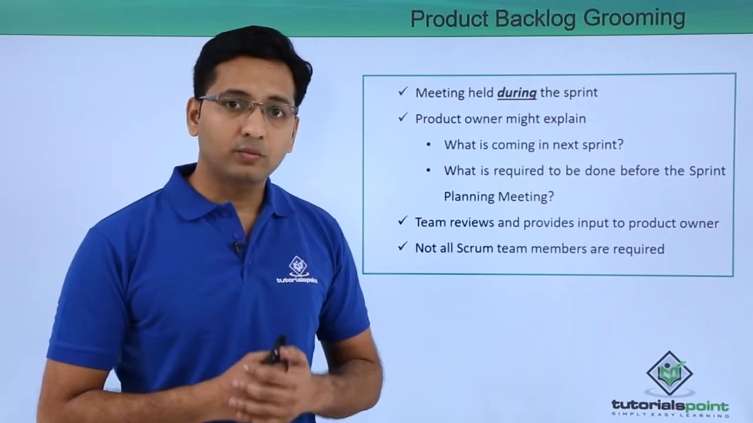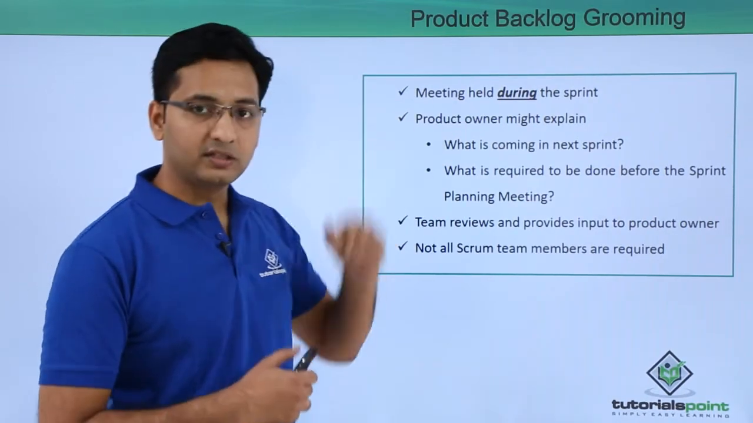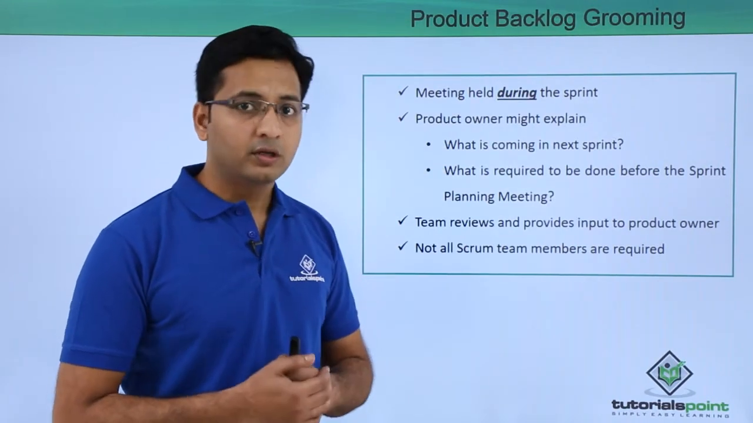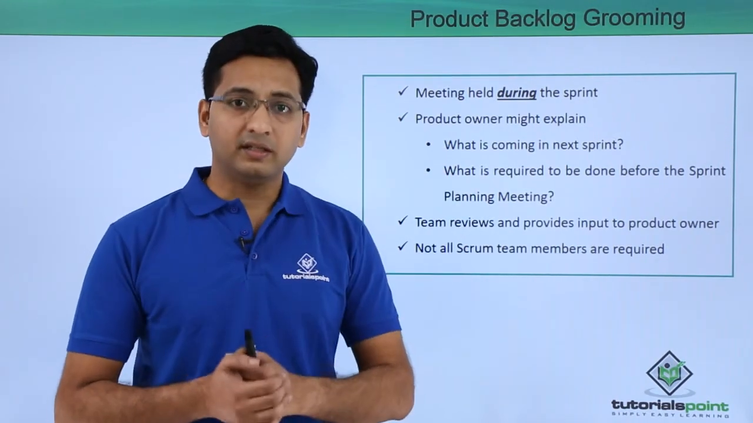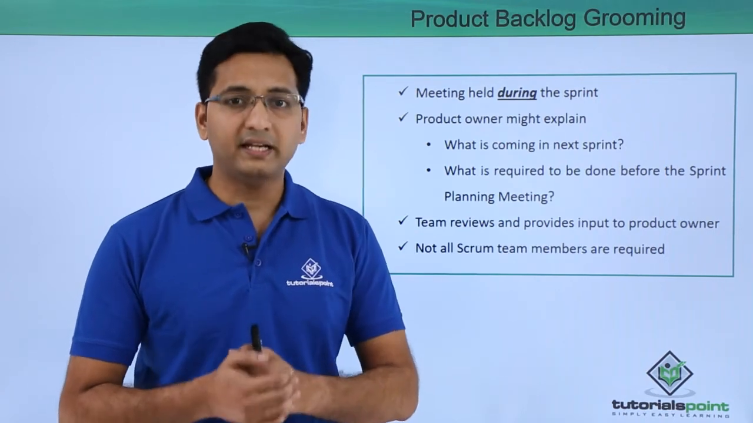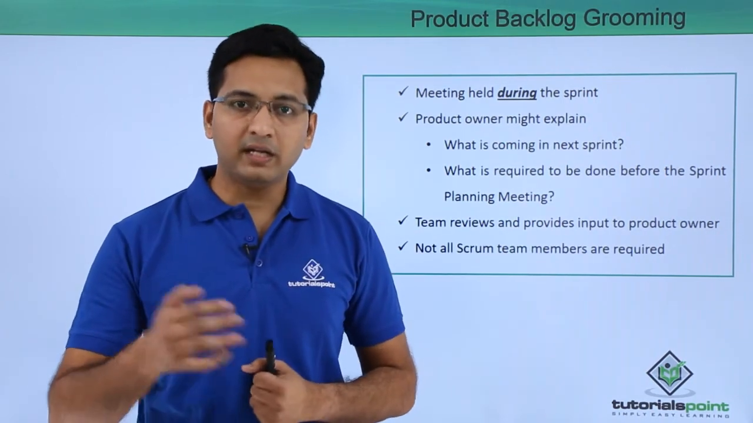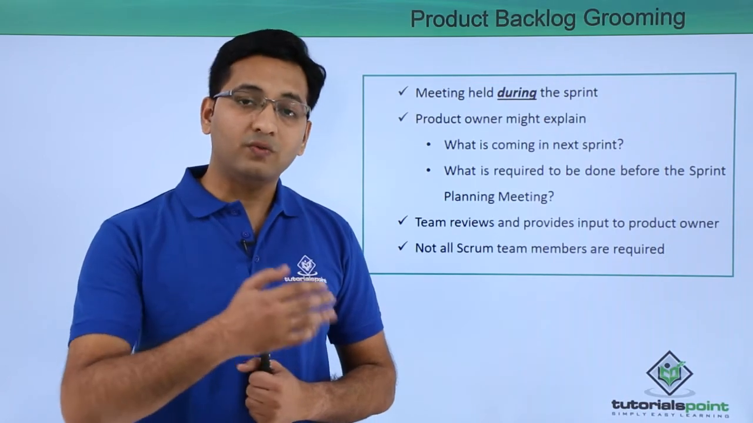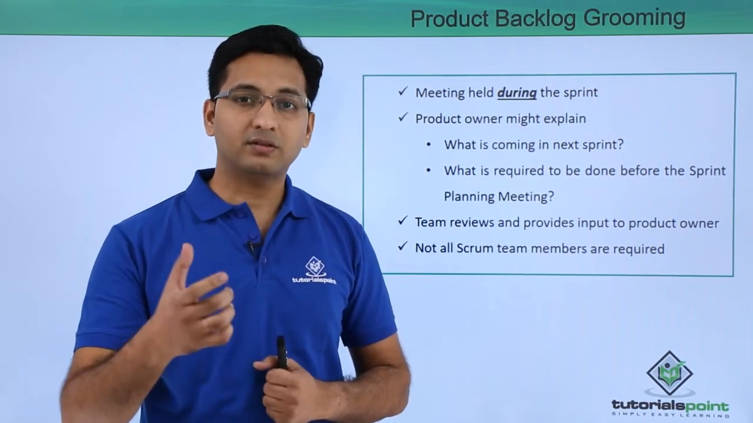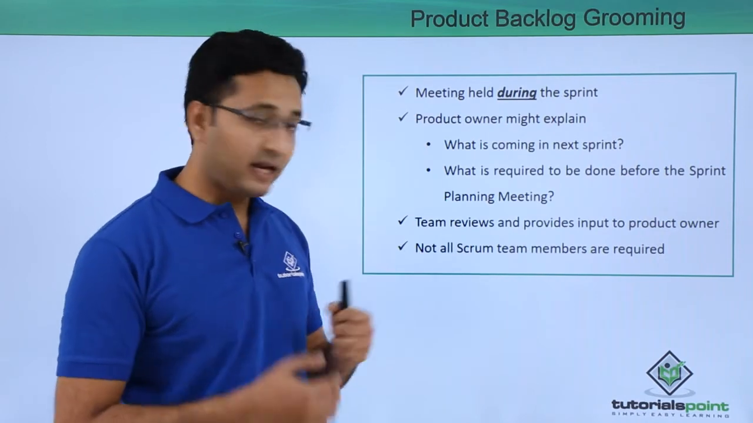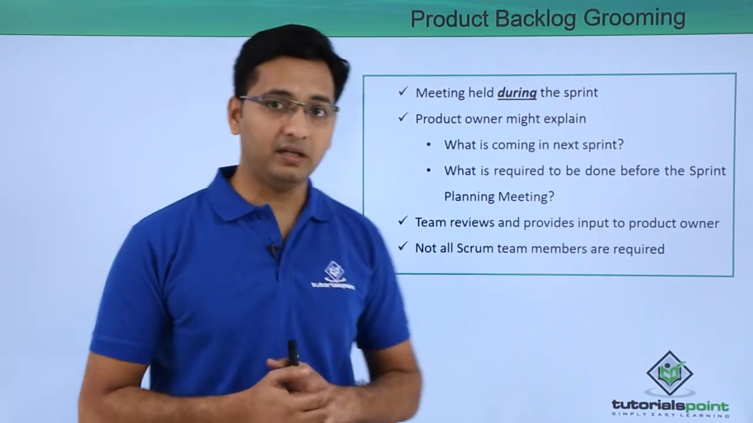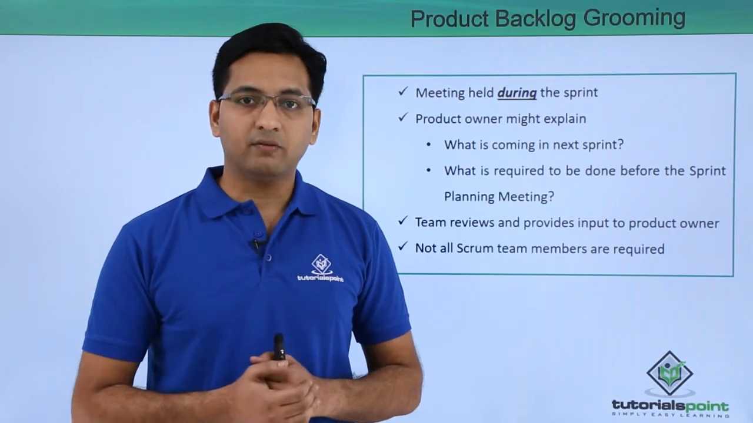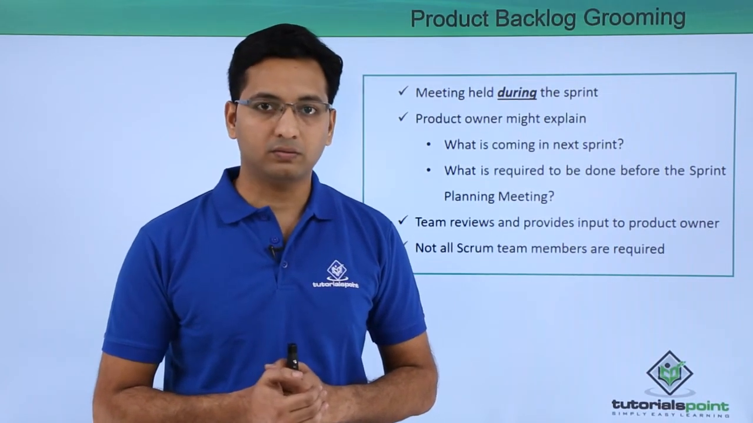So, product backlog grooming meeting is held during the sprint. The meeting can be for the product owner to explain what is coming in the next sprint. Also, it can be a meeting for development team members to have a conversation with the product owner regarding what will be required to have a certain functionality done, and that should happen before the sprint planning meeting. So we can consider that this is kind of a forecast meeting for what is coming in the product backlog.